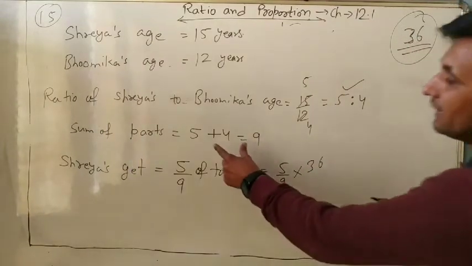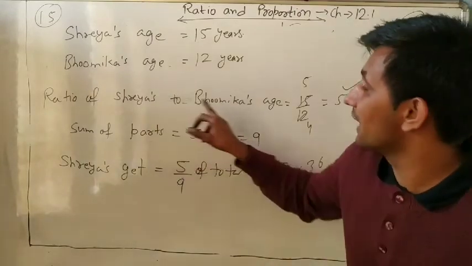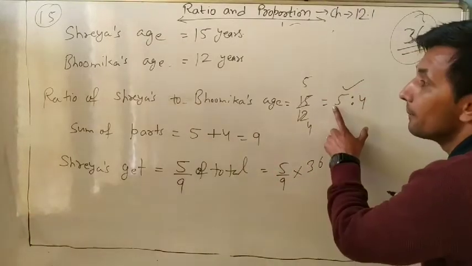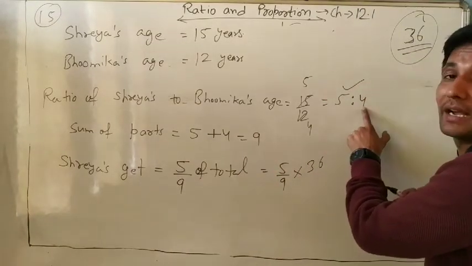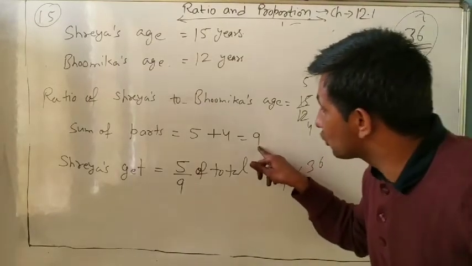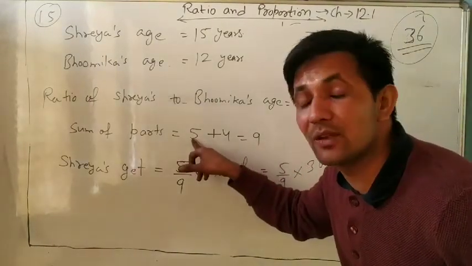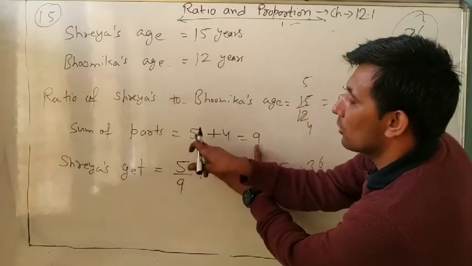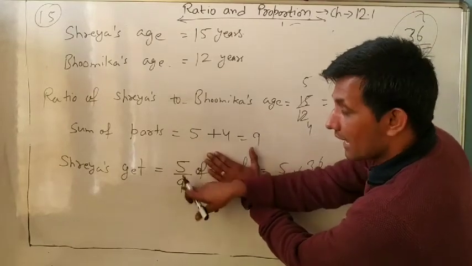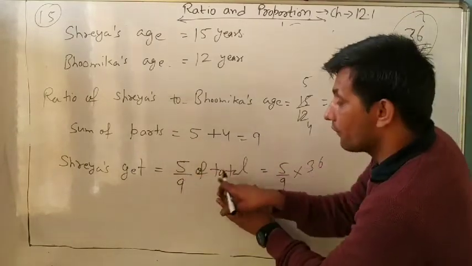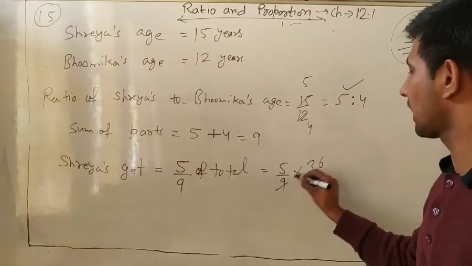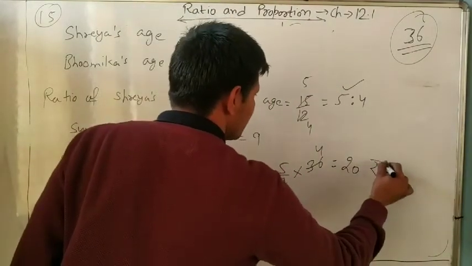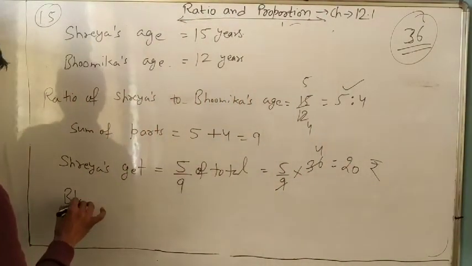36. It means, dear, Shreya and Bhumika will get rupees in the ratio of their ages. If Shreya is getting 5, then Bhumika is getting 4. It means if the total rupees is 9, Shreya is getting 5 and Bhumika is getting 4. So how much is Shreya getting? 5 is out of 9 of the total, and the total is 36. 9 fours are 36. So how much does Shreya get? 20 rupees.